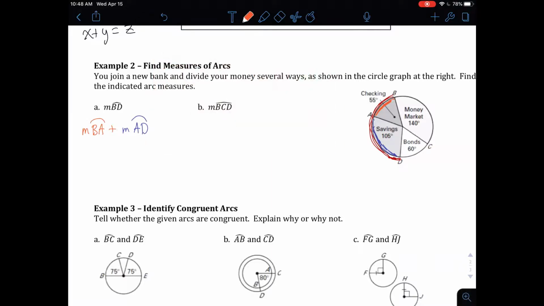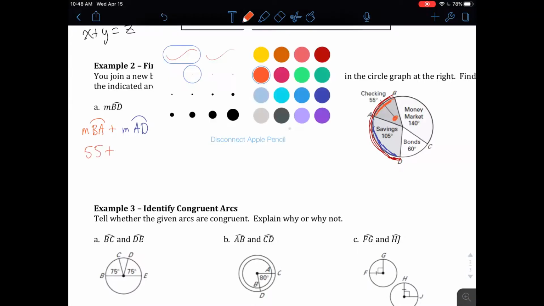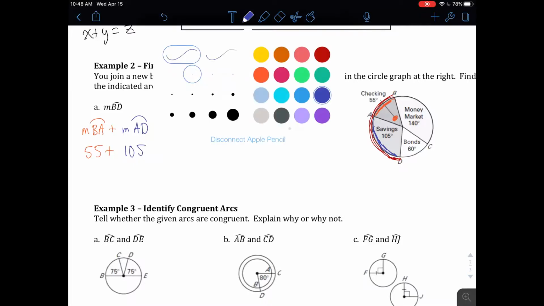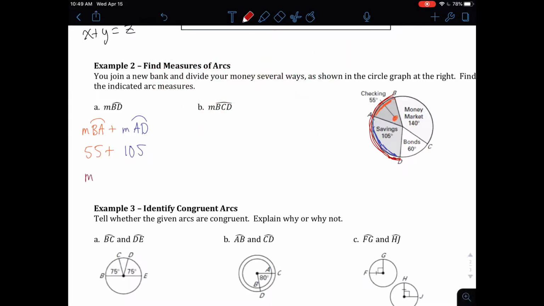So what is the measure of arc BA? Well, checking right here, it says 55, so that's going to be 55 plus, and then over here we have 105. So that means our arc, the entire red one over here, measure of arc BD, is going to equal, what's 55 plus 105? Yep, should be 160. And is that less than 180 degrees? It is, and that should be correct. If it's less, because this is two letters, it needs to be less than 180 degrees.